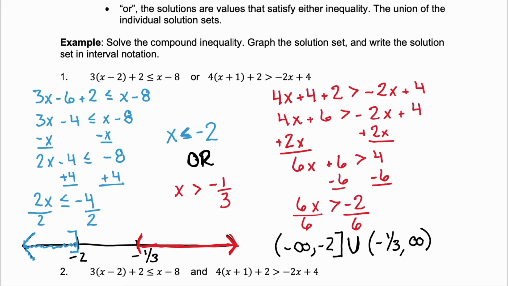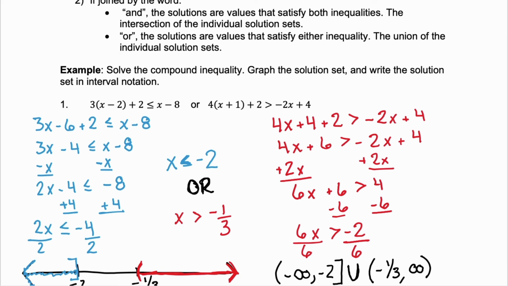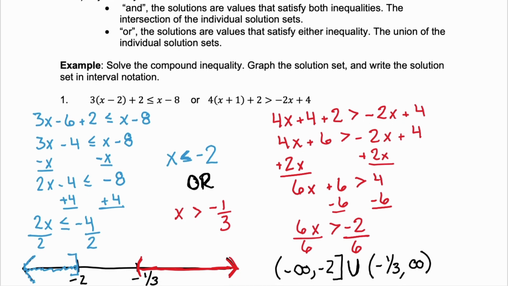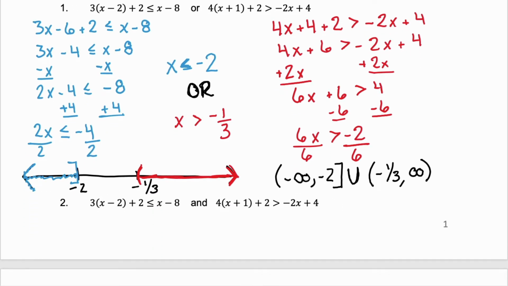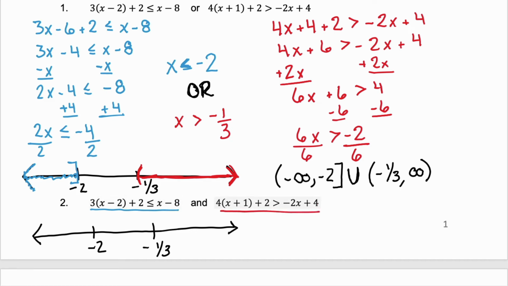Now, next we're going to look at "and." Notice above it says, and the solutions are values that satisfy both inequalities. This is the intersection. Look at this one. It's going to be really interesting. So we have our number line, right? And we're going to put our key numbers on here. So if you have blue and red together, that would be purple.